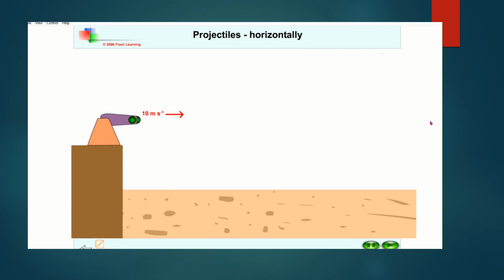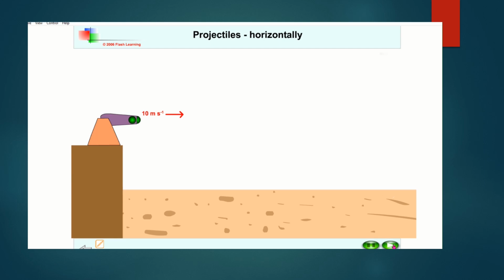Here we've got a cannon. We're firing it at 10 meters per second horizontally. At the same time, we're going to drop another cannonball straight down. Pause the video and decide which you think will land first.